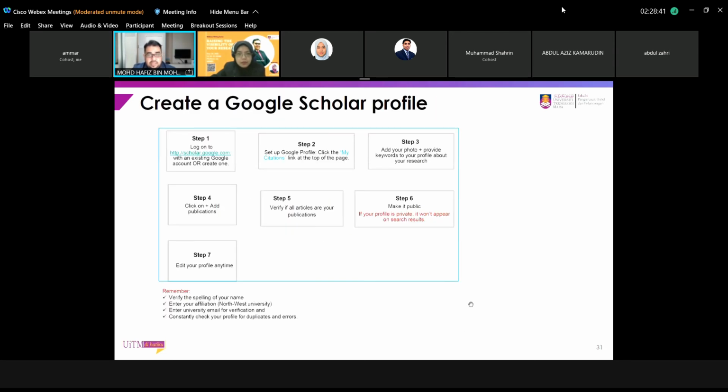So Google Scholar, ini saya dah bagi step. Kalau dekat bengkel saya memang duduk sekali lah kita buat sama-sama. Tapi you can follow the step, log on the scholar.google.com, kalau you dah ada Gmail, masukkan account Gmail. Sekarang ni semua UiTM ada Gmail kan, so you can use that. Click on add publication, edit your profile, and then you can focus on your My Citation and make it public. Jadikan dia public. Okay, remember verify the spelling of your name. Enter your affiliation, enter university email for verification and constantly check for profile for duplicates and error.